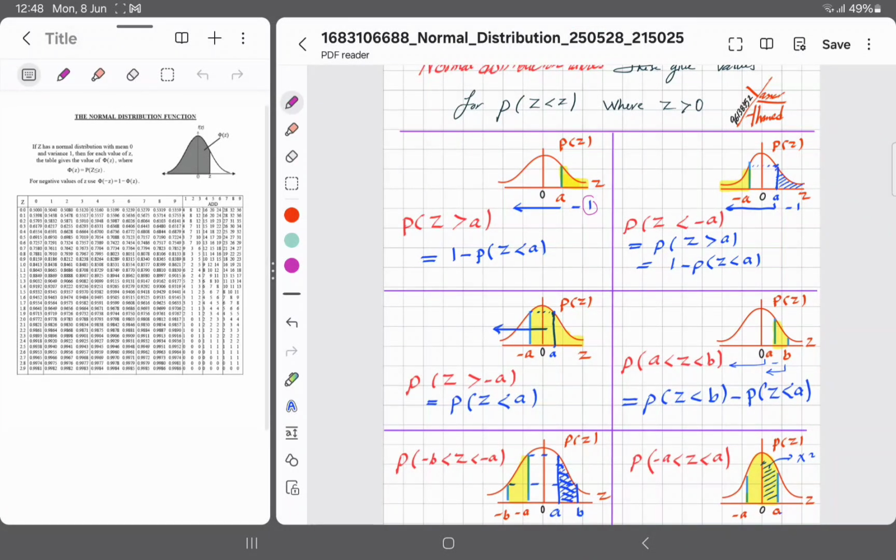The total area under the curve is equal to 1 and also the curve is symmetrical. So if the area is on the right and the value of z is positive, we just do 1 minus the area on the left. Okay, if a is a negative value, we use symmetry to take another value.